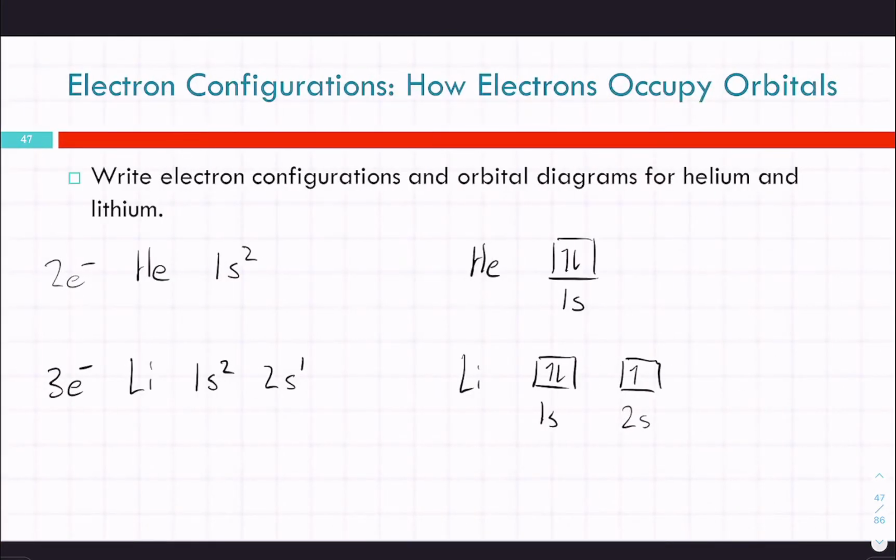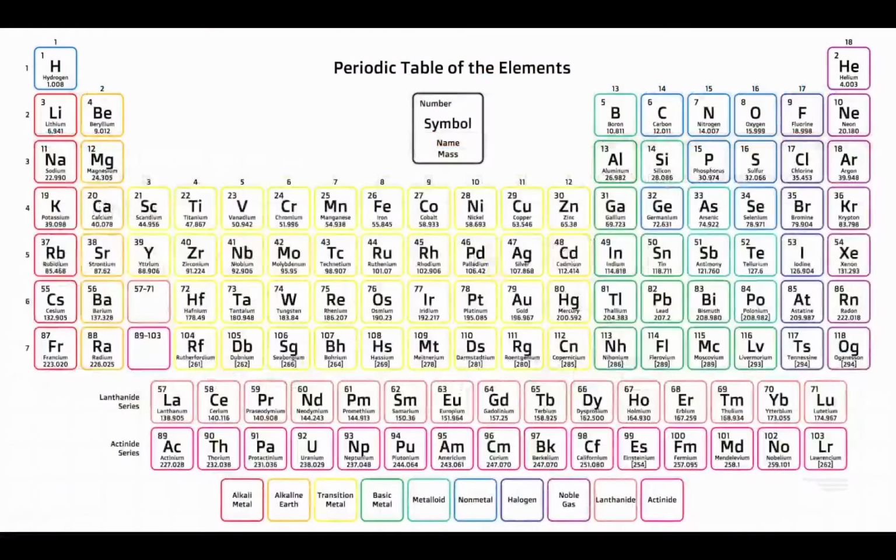So when we write these out, we figure out how many electrons each atom has. Helium has 2 electrons. We know that because when we look at the periodic table, look at the periodic table here, helium. The atomic number is the number of protons. That is also the number of electrons that an atom has when it's neutral. Same number of protons and electrons. So helium has 2 electrons.